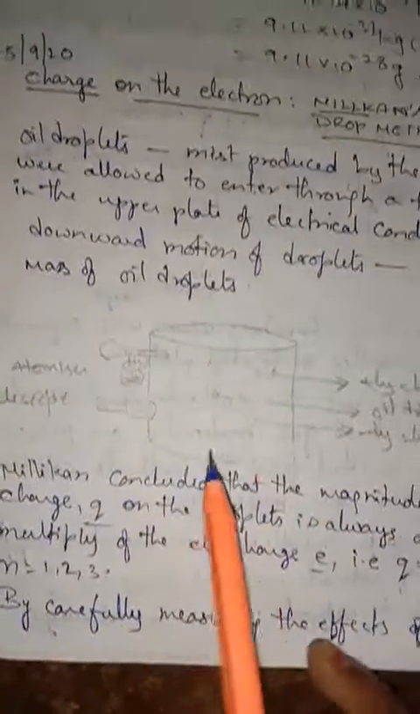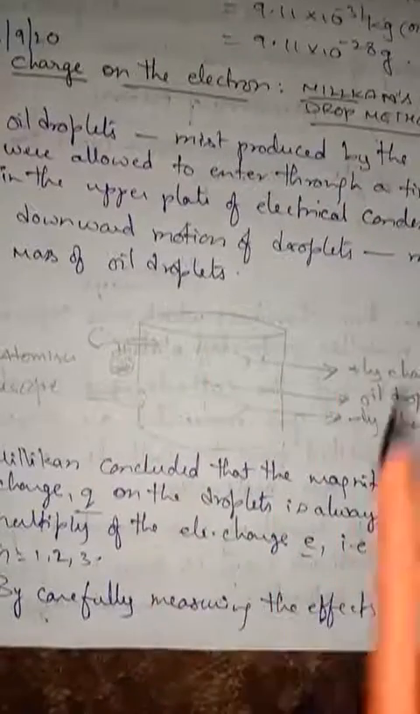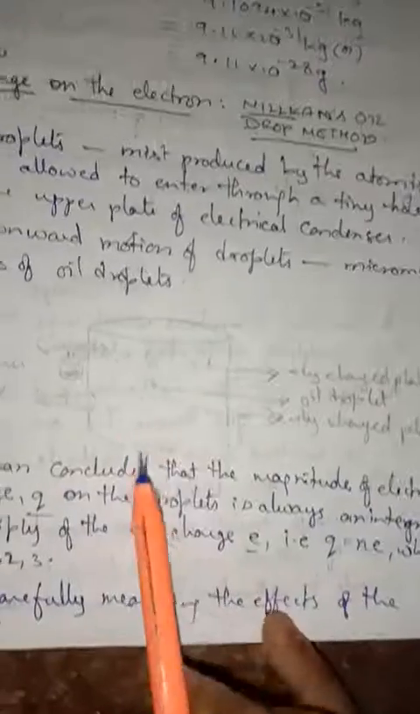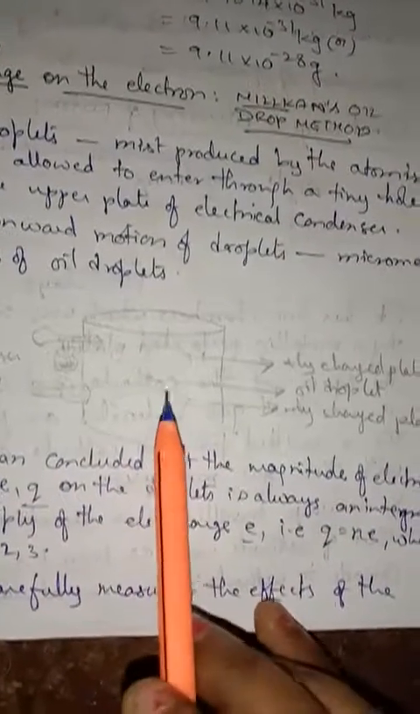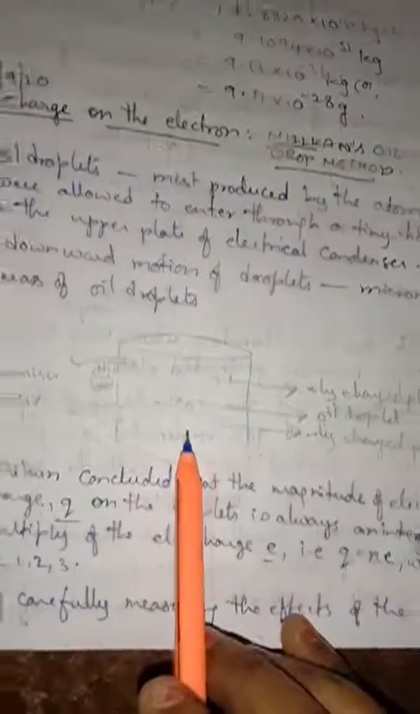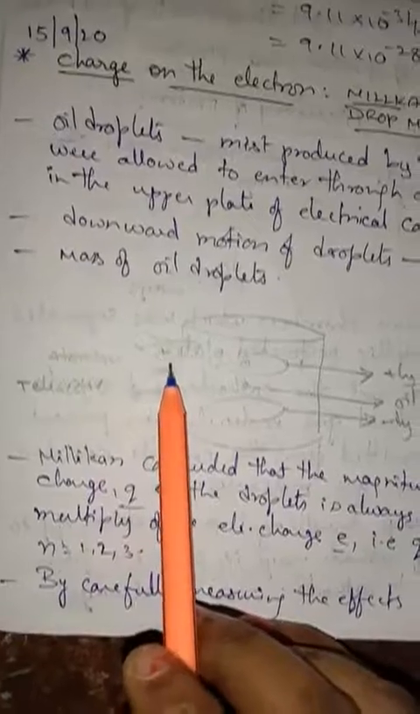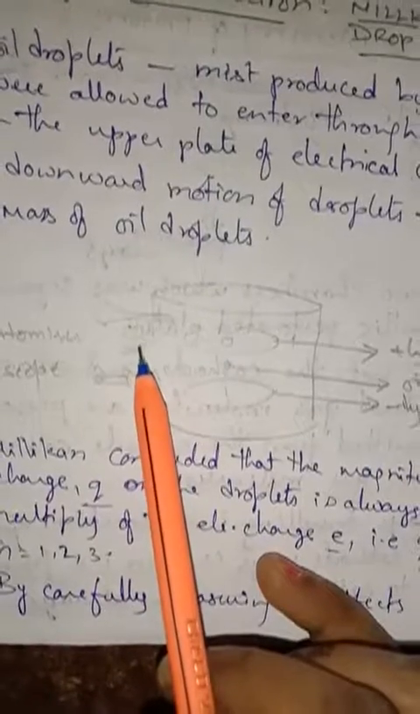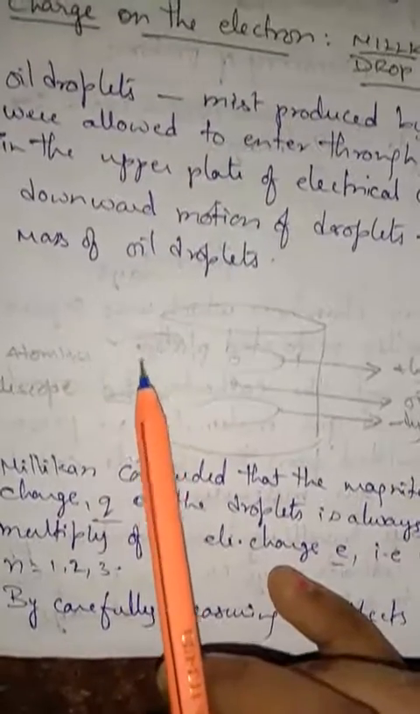Look here. It is in a vessel. It is a closed vessel which contains a perforated plate which is positively charged and another plate at the bottom which is negatively charged. Understand? And here an atomizer is present. Atomizer means it contains some oil in it. Can you see here? Yes, it contains some oil.